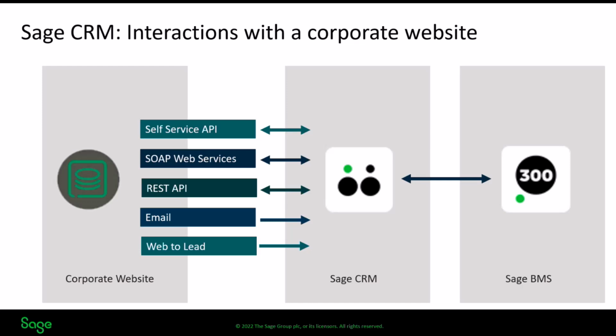You could combine and construct emails that are automatically returned, that draw on information from third-party, external systems to CRM. We'll also see that you can just poke some information into CRM through the web to lead feature as well. That's a really simple way of getting information from a website into CRM.